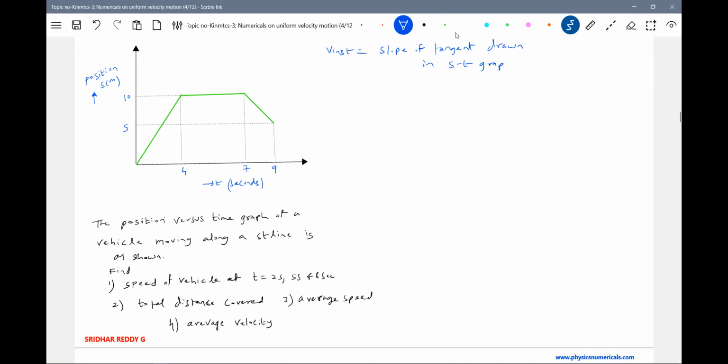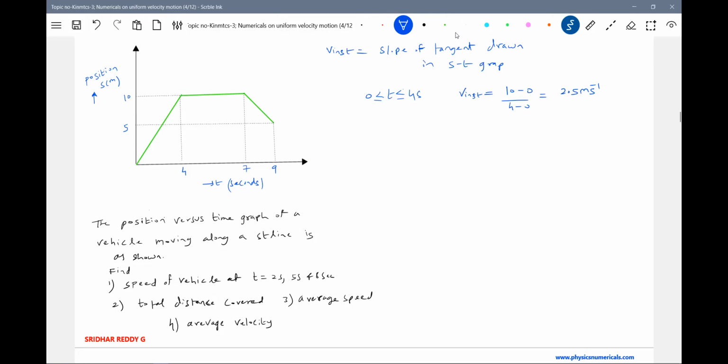And look at the slope for this curve from 0 to 4 seconds. What is the slope? 10 by 4. So therefore, for T between 0 to 4 seconds, the instantaneous speed is given by, we'll use the same symbol, no problem. How much will it be? 10 minus 0 over 4 minus 0. This will be 5 by 2, or 2.5 meter per second.